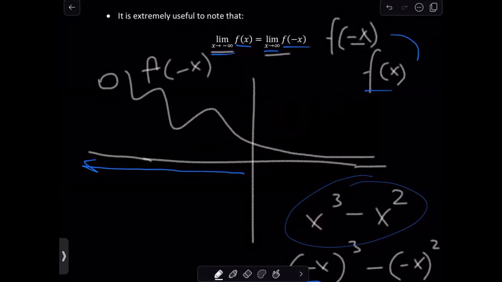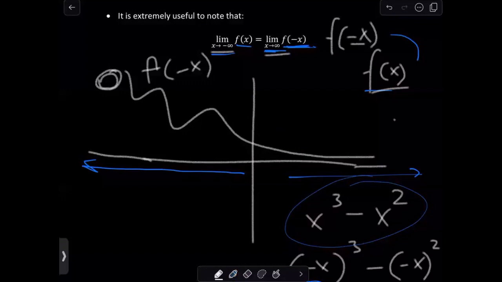So remember, when we approach negative infinity for f of x, that answer was 0. But now I'm going to approach positive infinity, considering f of minus x. So we are going to approach positive infinity of f of minus x, and the answer is still 0. Okay, so that's an extremely useful trick that you can use.